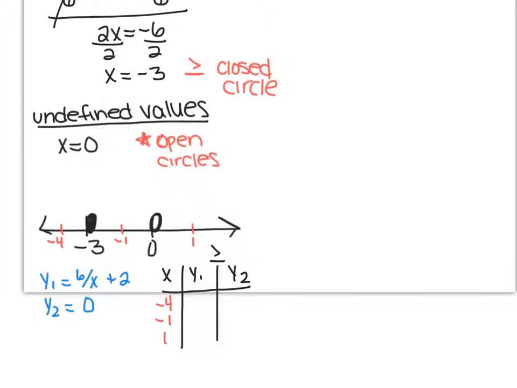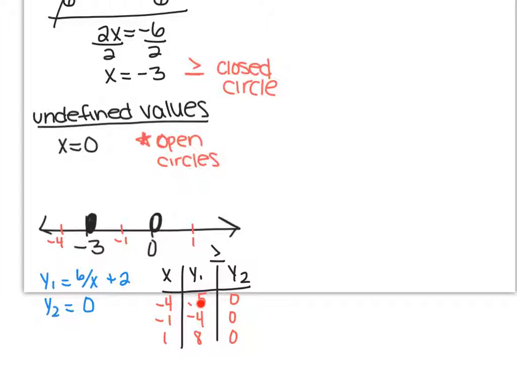So what I need you to do now is put those in the calculator and tell me what these y1 and y2 values are for -1, 1, and -4. And then hit resume when you're ready. Okay, so when x is -4, y1 is 0.5 and y2 is 0. When x is -1, y1 is -4 and y2 is 0. And when x is 1, y1 is 8 and y2 is 0.